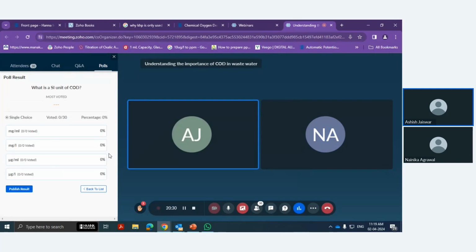What is the SI unit of COD? Milligram per liter.